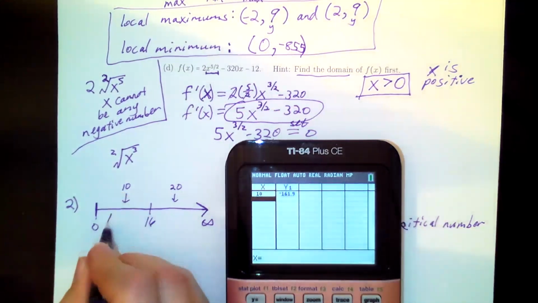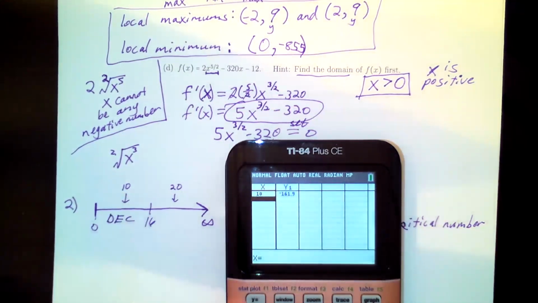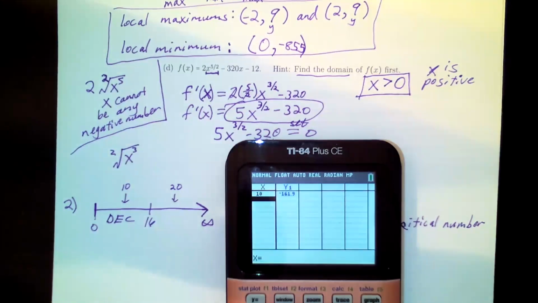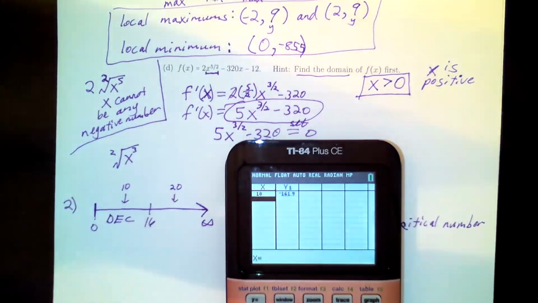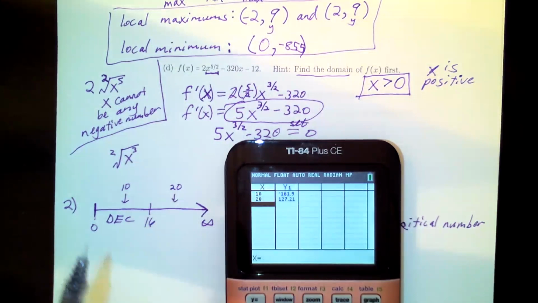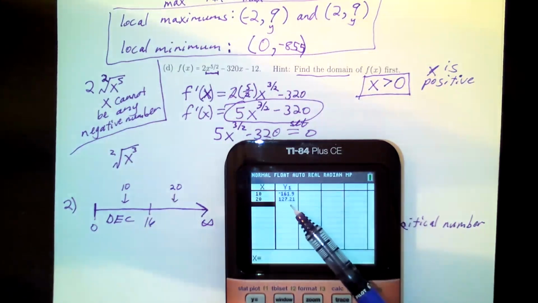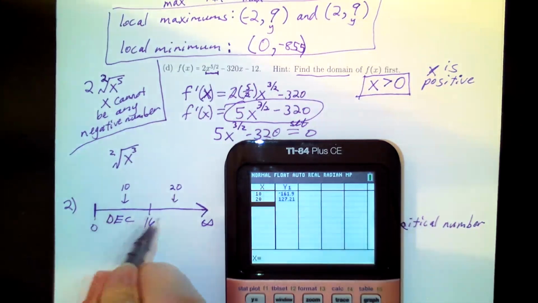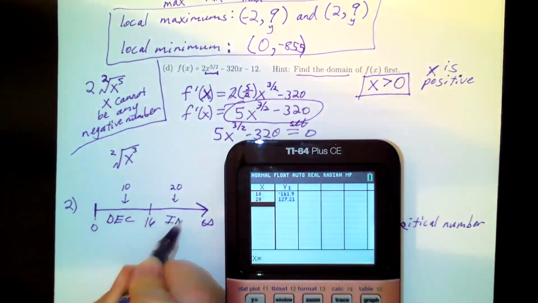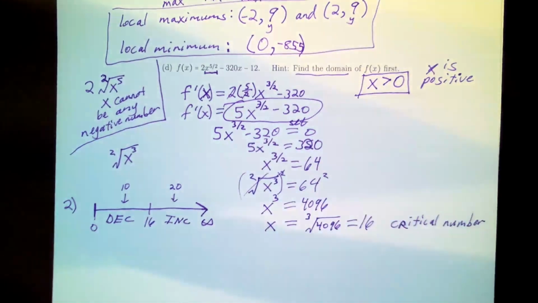So I'm going to put here, function's decreasing. Now let's plug in our other test point, 20, do 20, enter. And I get a positive value for the derivative, 127, which means that my function is increasing there. So I have a conclusion to draw.